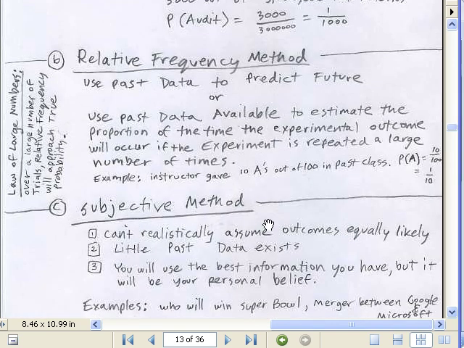And then there's the subjective method. This is when you can't realistically assume that the outcomes are equally likely, and you have little past data. And guess what? This will be called your personal belief. You'll still use the best information you have, but part of this is just using intuition, and therefore it's your personal belief.